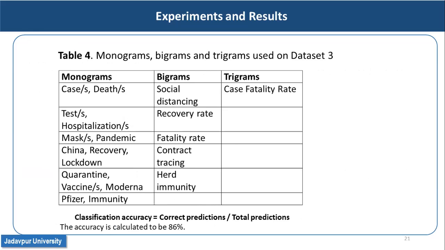Here are the monograms, bigrams, and trigrams that are shown. For example, cases, deaths, hospitalizations are monograms; social distancing, recovery rate are the bigrams related to the dataset; and the trigram is case fatality rate. Trigrams are few because there is not a large number of trigrams. The classification accuracy has been calculated to be 86%.